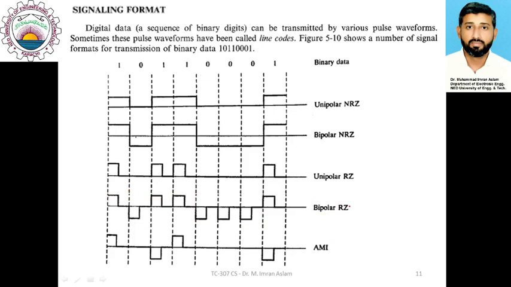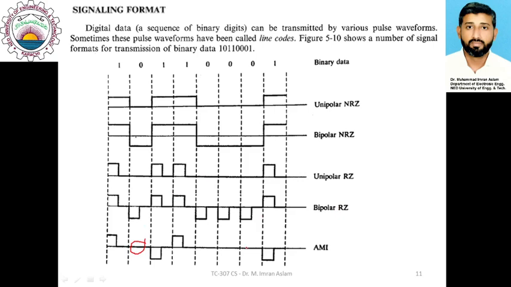Another variant of this RZ is named as RZ-AMI. AMI stands for alternate mark inversion. Alternate mark inversion means we use zeros to represent zero.